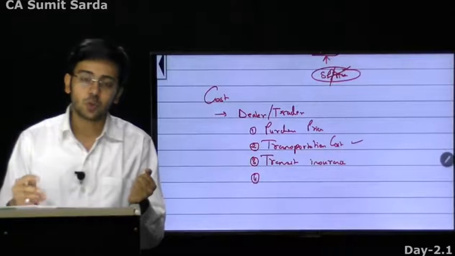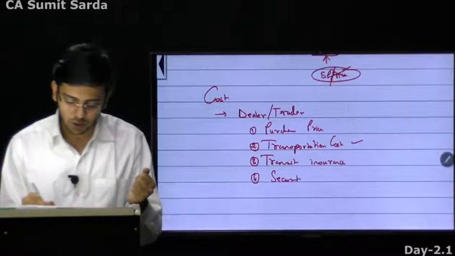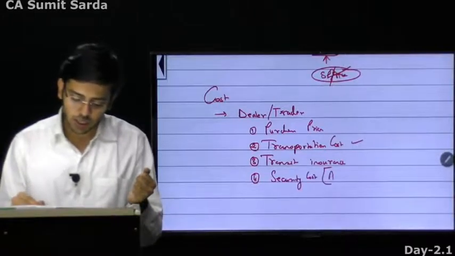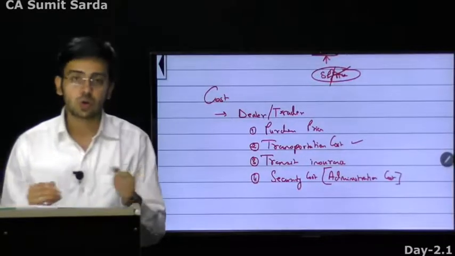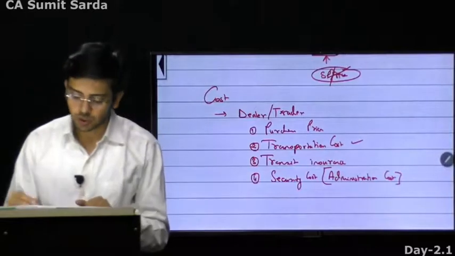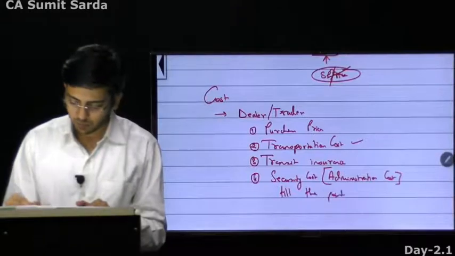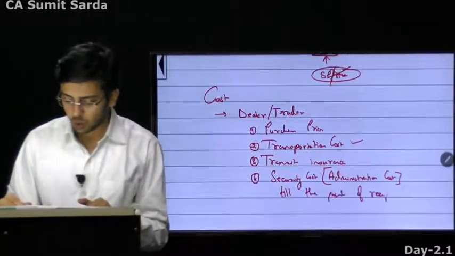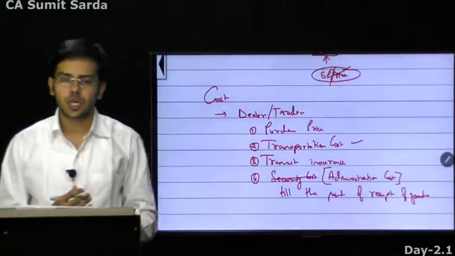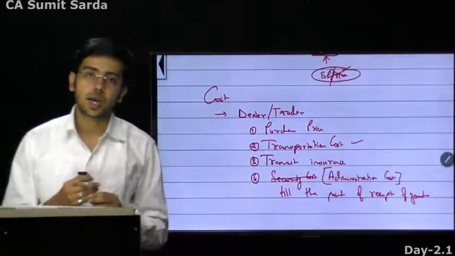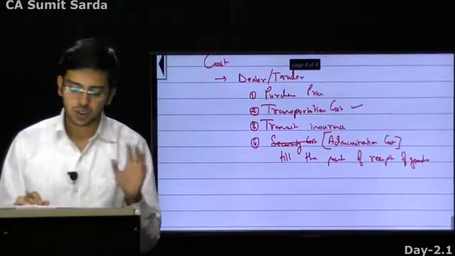My friend, with such a huge cost towards transportation, you are also going to look at safety and incur some security cost, correct? These security costs can be called administration cost. I can include such administration cost as well, till the point of receipt of goods. Any administrative cost till the point of receipt of goods can be included in the cost of inventory. Okay, I hope it is clear till this point.